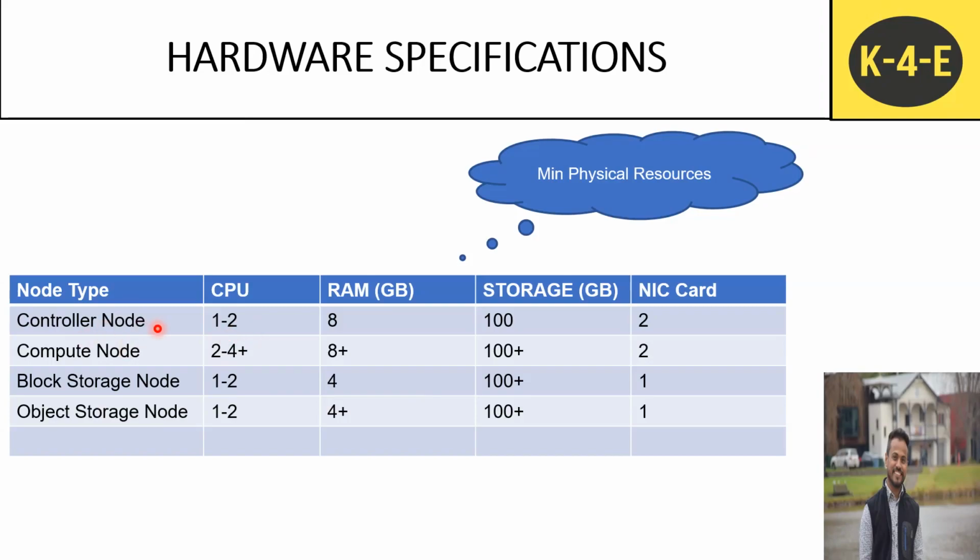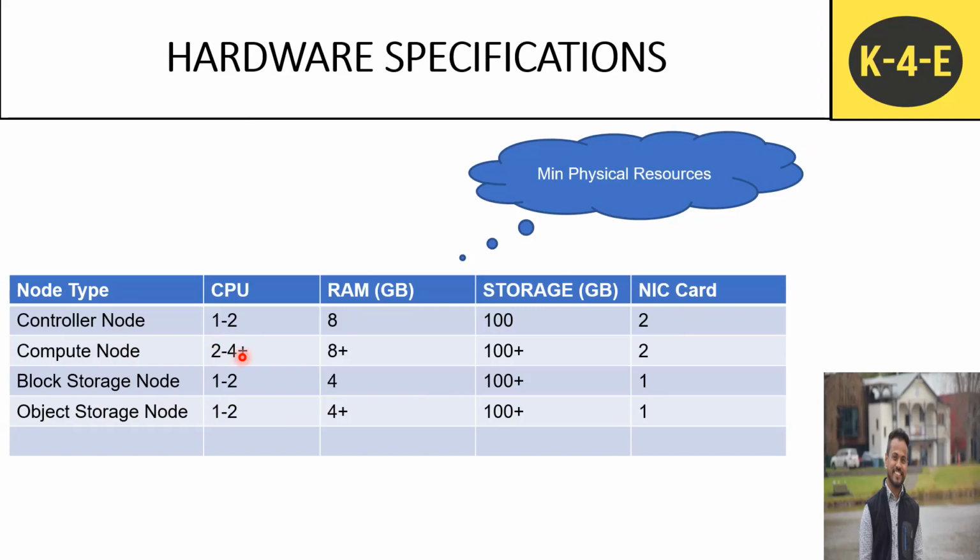For the controller node, you need to have 1 to 2 CPU. You should have minimum 2 CPU for the controller node. You should have 8 GB of RAM and 100 GB of storage. The 100 GB of storage is a local hard disk which is connected to the controller server. I'm not talking about external storage, I'm talking about the internal storage. Then you should have two NIC cards. A NIC card is basically a networking card, similar to the one in your laptop. You have an Ethernet port, and the same kind of port we have in a server also. So it should have two NIC cards.